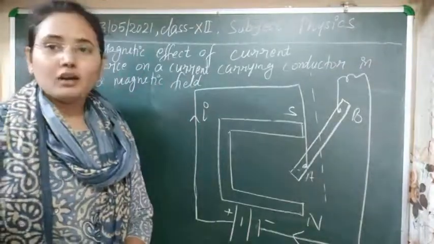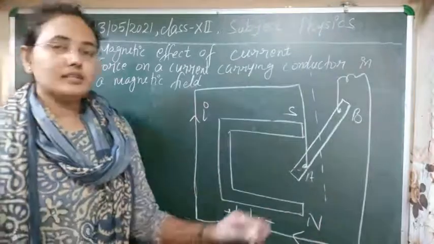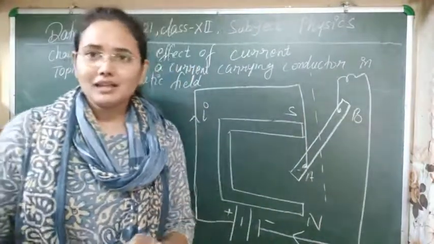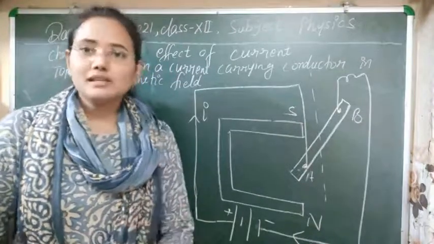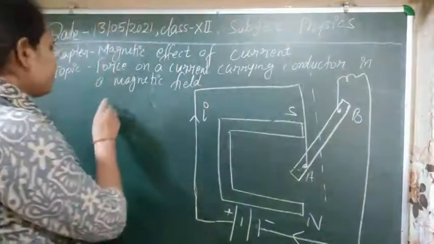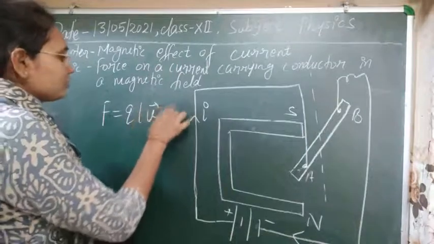And the cause of that, you can understand by the same thing we have discussed before. Whenever a charge carrier enters a magnetic field, it experiences a force known as the Lorentz force, and the value of the force is given by F = q v × B.